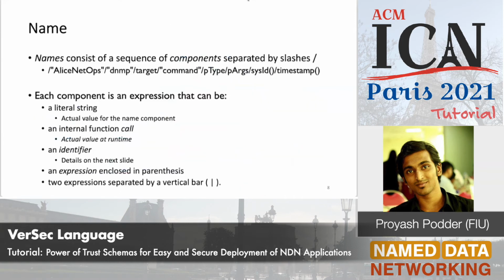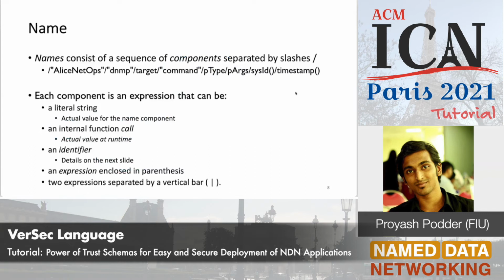So next slide, please. So we can think of a name, to start with. A name is pretty much the typical NDN name we have. It will consist of a sequence of components separated by slashes. And here is an example of a name.